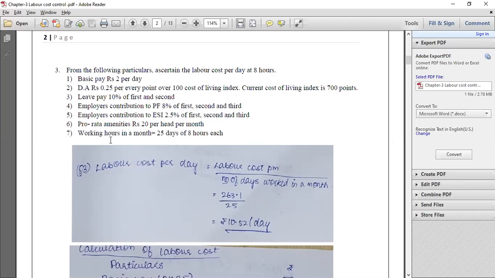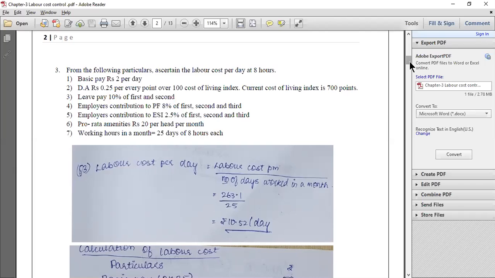They have given working hours in a month as 25 days of 8 hours each. Since they have given the total number of days, we can calculate all these details for the entire month. What we have to look at carefully here is that basic pay is given per day, but we are calculating per month. So this 2 rupees per day, we have to multiply by 25 days.